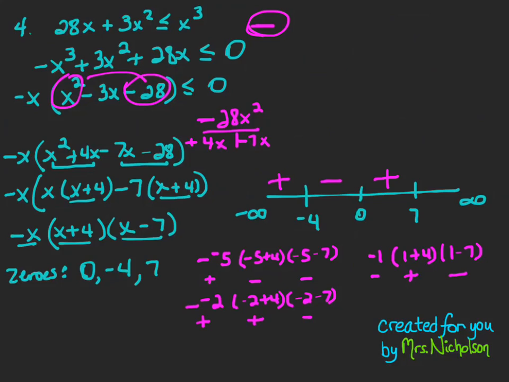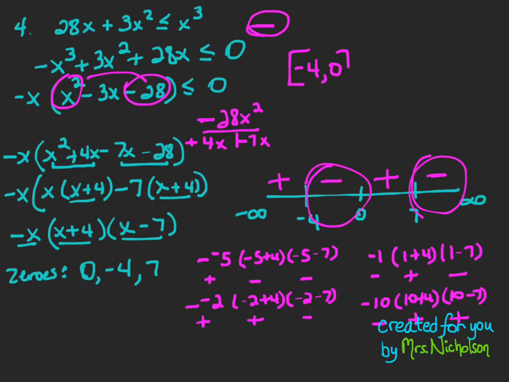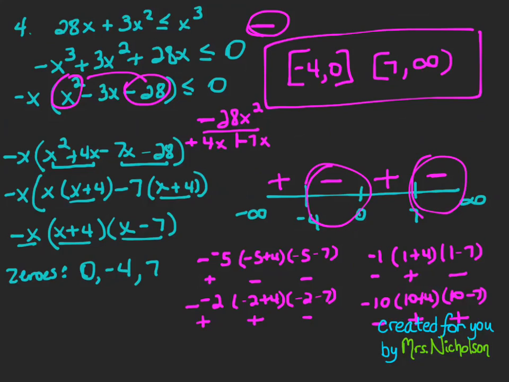And finally, in my last interval, I'll choose 10. So negative 10 is, of course, negative. And 10 plus 4 would be positive. 10 minus 7 is also positive. And so a negative times a positive is a negative. Now again, let's remember what we were looking for. We were looking for when the polynomial is less than 0 or negative. So these are my answers here. I do have an or equal to this time, so I'm going to use brackets. Negative 4 to 0 is a negative interval, and 7 to infinity. And that's our final answer.